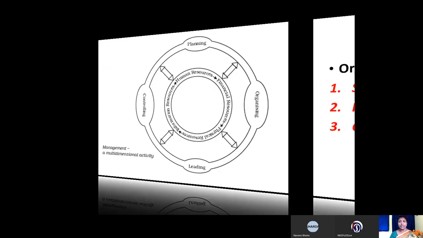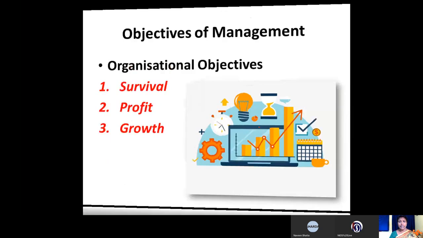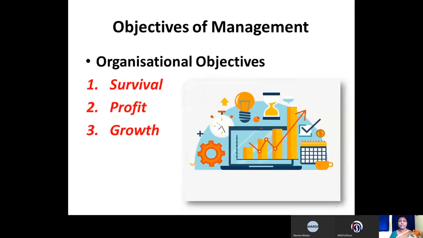So having studied the characteristics of management, now let us study the objectives of management. There are three important objectives of management. The first one is the organizational objectives. As you see on the screen, students, what are the organizational objectives? The first one is survival.